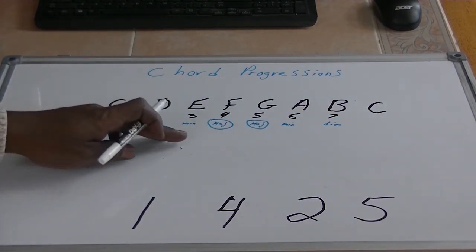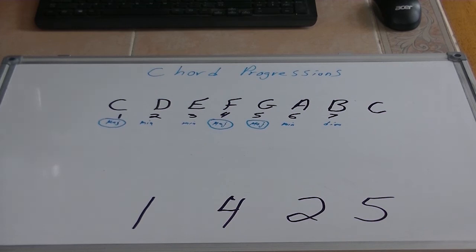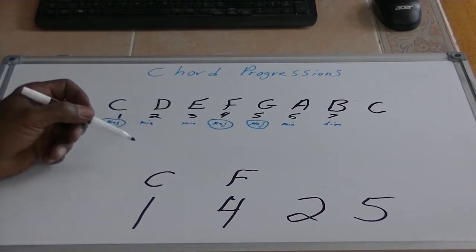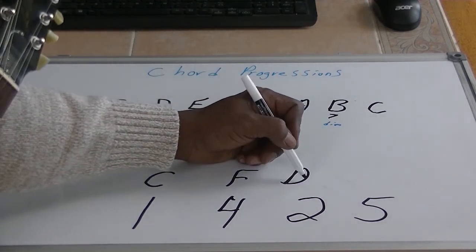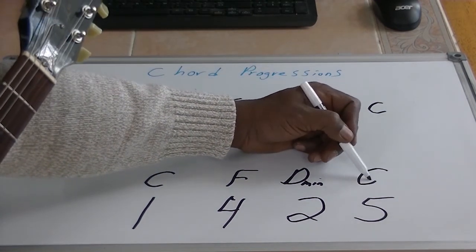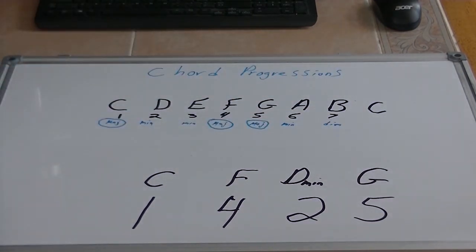So we're in the key of C major. Our 1 chord is C major. Our 4 chord is F major. Our 2 chord is D minor. And our 5 chord is G major. So let me play through these 4 chords so you can hear how they sound together.